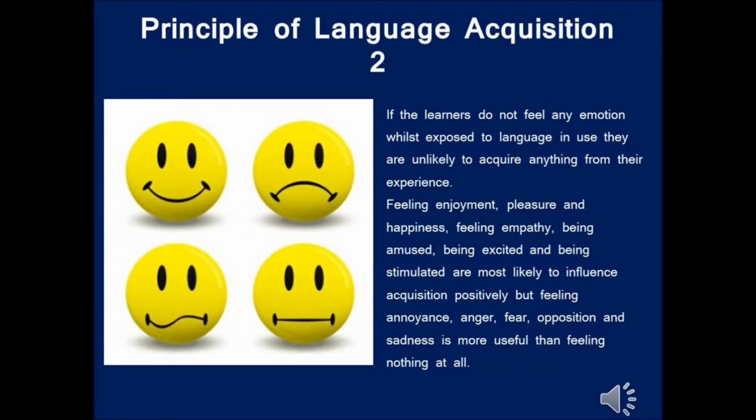Principle of language acquisition 2. If the learners don't feel any emotion while exposed to language in use, they are unlikely to acquire anything from their experience. Feeling enjoyment, pleasure, and happiness, feeling empathy, being amused, being excited, and being stimulated are most likely to influence acquisition positively, but feeling annoyance, anger, fear, opposition, and sadness is more useful than feeling nothing at all.